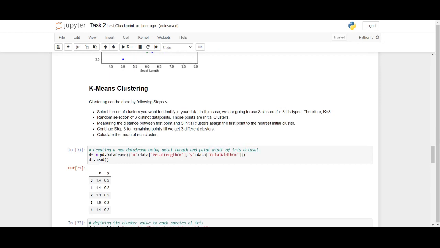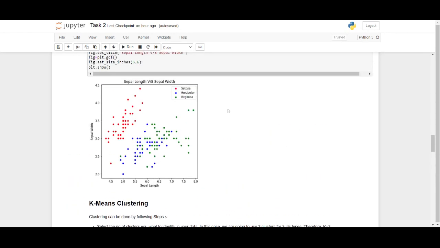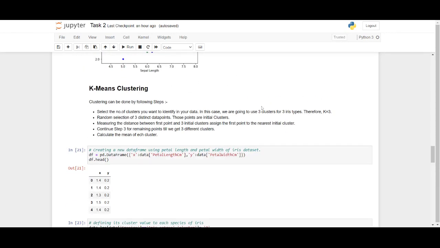Now, applying K-means clustering for the above data. Clustering can be done by following steps. Selecting the number of clusters you want to identify in your data. In this case, we are going to use 3 clusters because it has 3 different iris types, which are iris setosa, iris versicolor, and iris virginica. Therefore, the k-value is going to be 3.